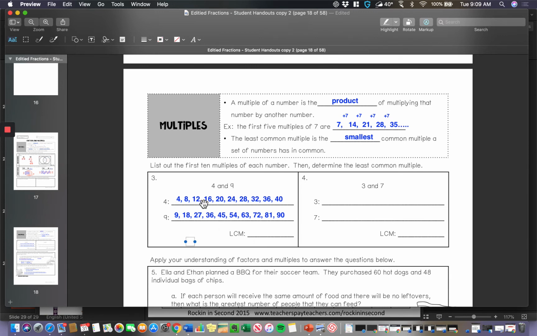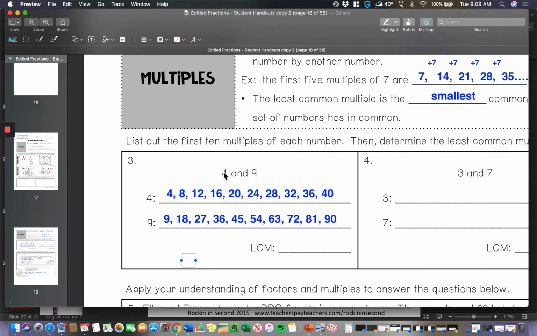is 36. So after I'm done making a list of multiples, you want to find the number they have in common that's lowest, that's the least common multiple. So I'll be looking around in each set to find the least common multiple. Alright, and I have to find numbers that these share. Well, the first number I see they share is 36. And when you find the first number they share, that's going to be the lowest number. So I know that my least common multiple is 36.